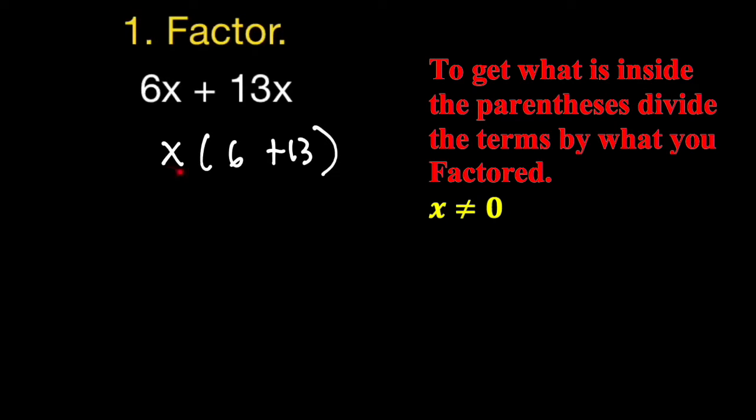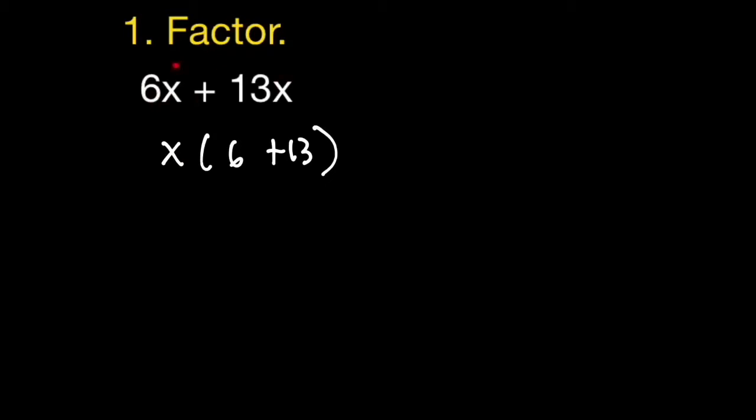Note that if we were to distribute back everything that was factored, we should end up back at our original statement. Here, distributing the x, I would have to multiply it by both the 6 and the positive 13. X times 6 gives me the 6x, and then x times the positive 13 gives me positive 13x, and we have the original statement again.